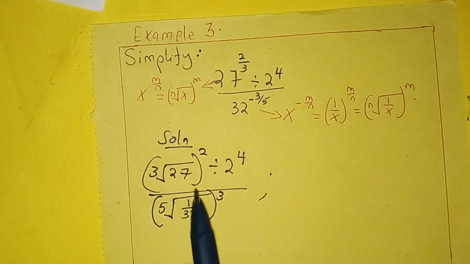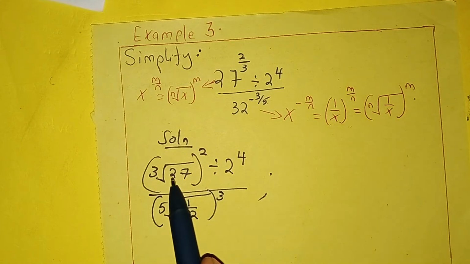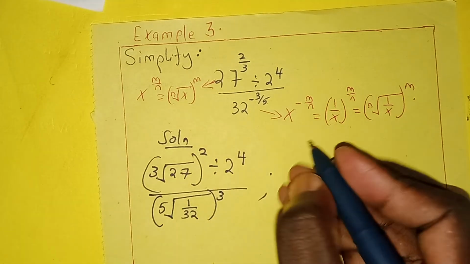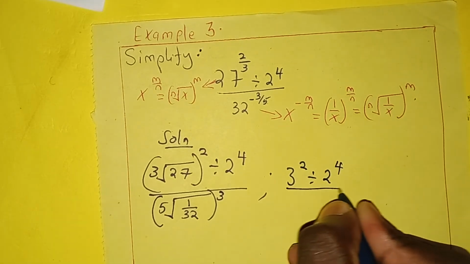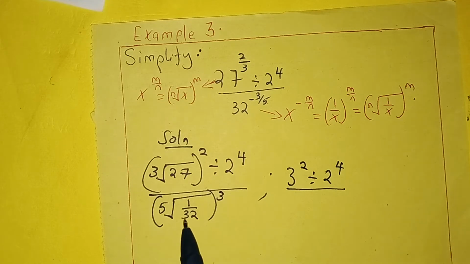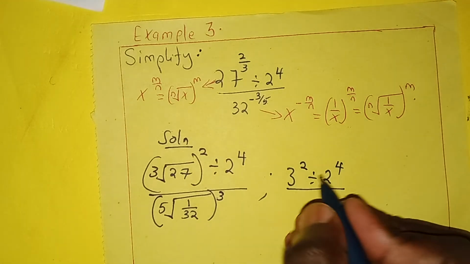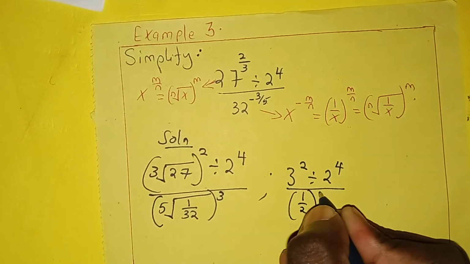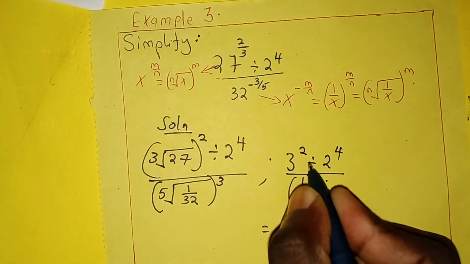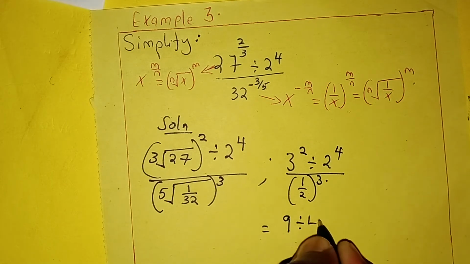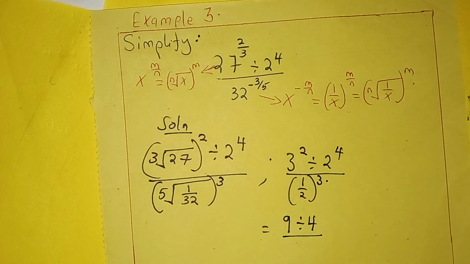Now, the cube root of 27 is 3. So it will be 3 squared divided by 2 raised to 4 over the fifth root of 1 over 32, which is 1 over 2. So it will be 1 over 2 power 3. Now, 3 squared is 9, divided by 4 over a half cubed, which is 1 over 8.